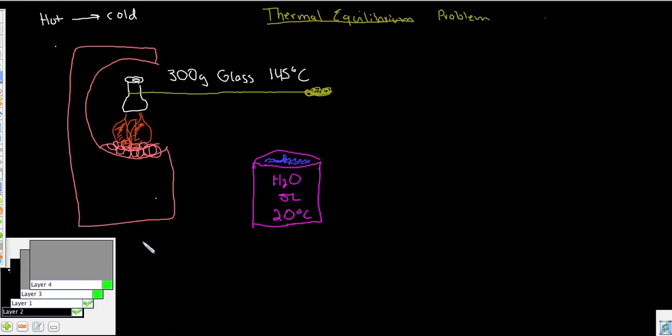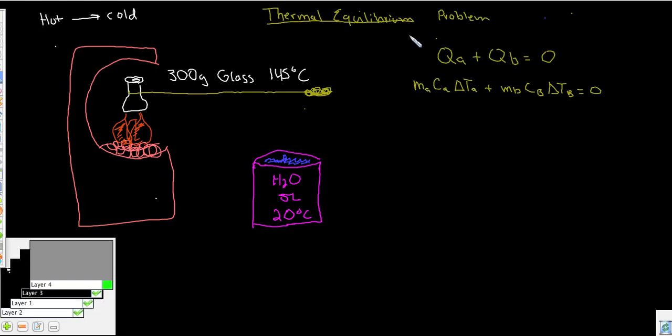So here's a scenario right here. Let's say you heat up a glass in a fire. Maybe you're boiling water in there or sterilizing it, I don't know. So you heat it up. It's in the fire. It's 145 degrees Celsius you've got it up to. So you want to cool it off, so we're going to plunge it into this bucket of water right here. Okay, so how do we set this problem up?